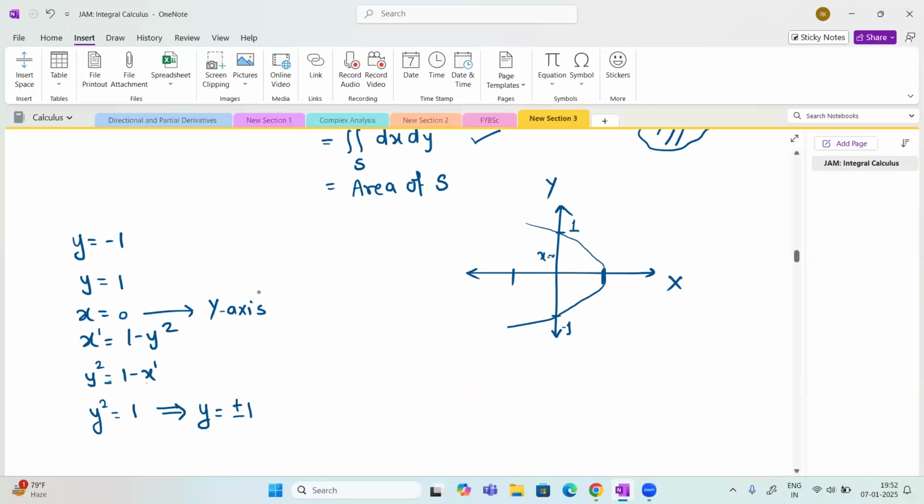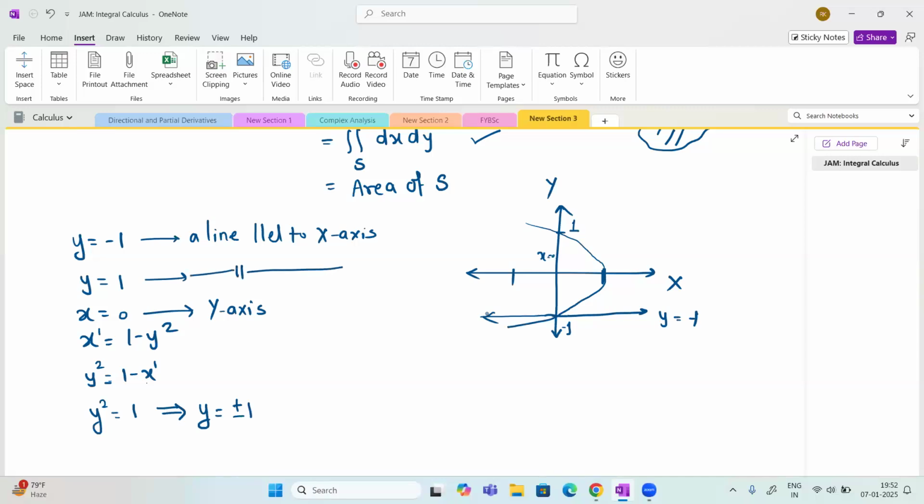As well as we need to consider these two equations also. y is equal to minus 1 represents a line parallel to the x-axis passing through y is equal to minus 1. And what about the second, y is equal to 1? It is also a similar parallel line, a line parallel to the x-axis passing through y is equal to 1. So we have the lines like this. So region bounded by this line, by this line, by the y-axis, and by the parabola. That means this is the given region. Getting the point?